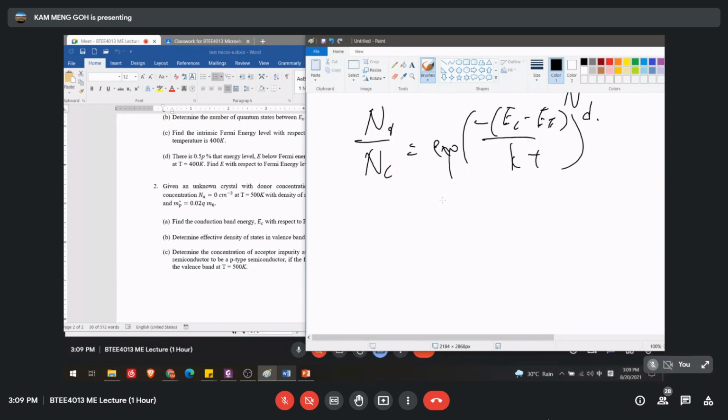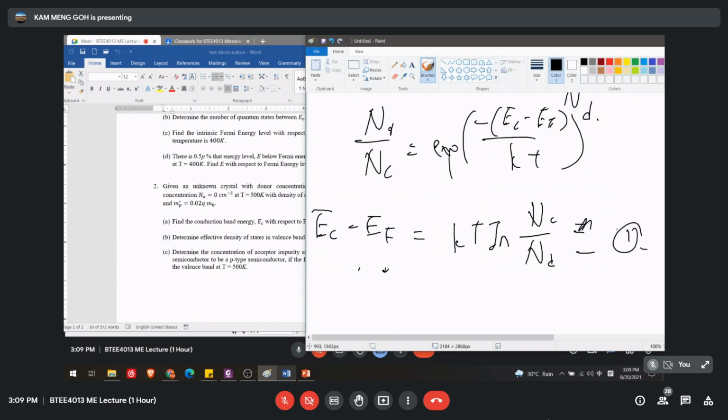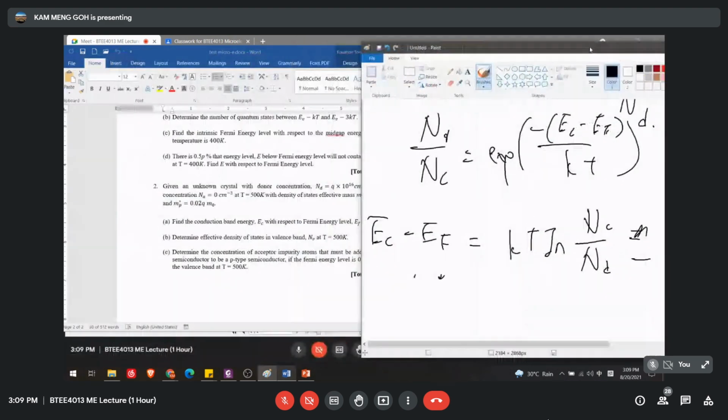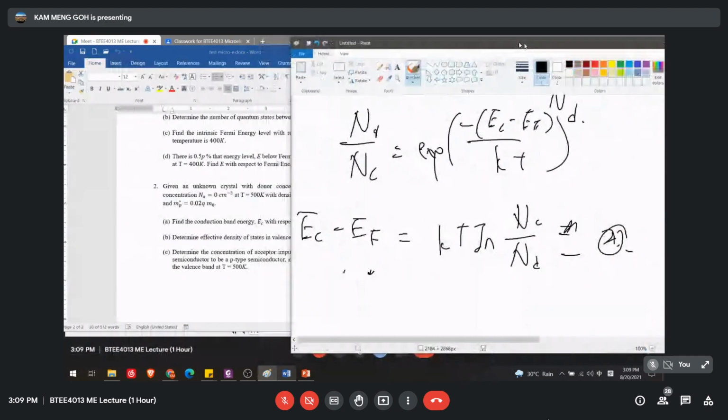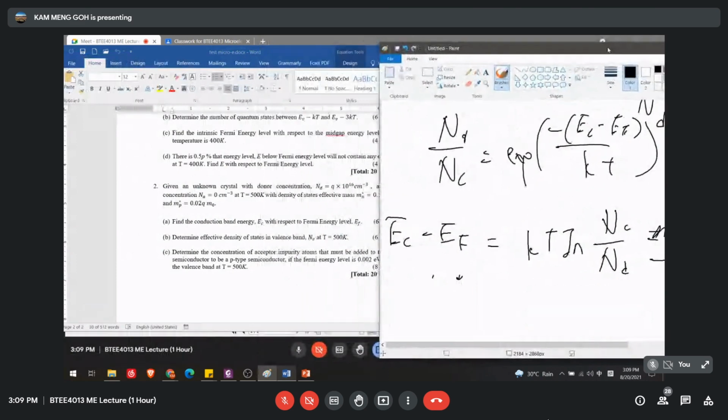And then continue to do it. NC and ND, ln. So this one I move here, move here, then this one is multiplied by KT. You get the Fermi energy level. With this formula, you are going to have 2 marks. So that's why you can see that even if you calculate the answer wrongly, you are still able to get the full mark as long as you write the formula only.